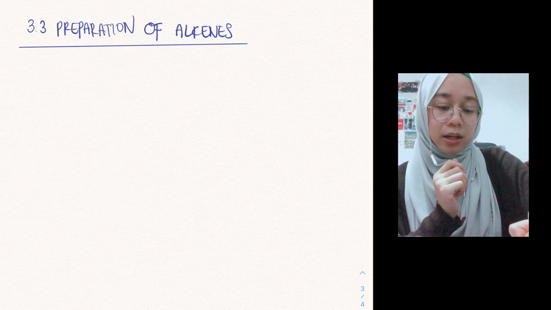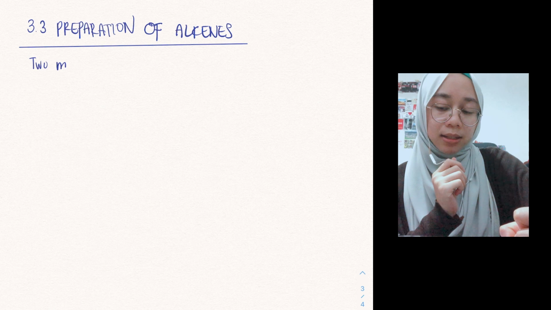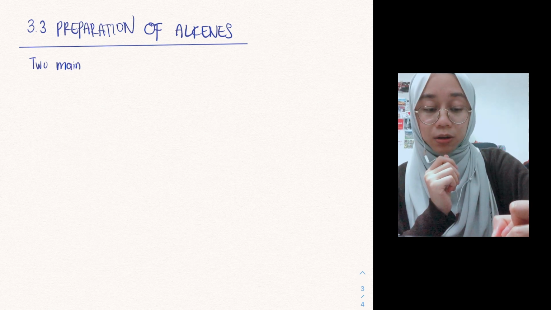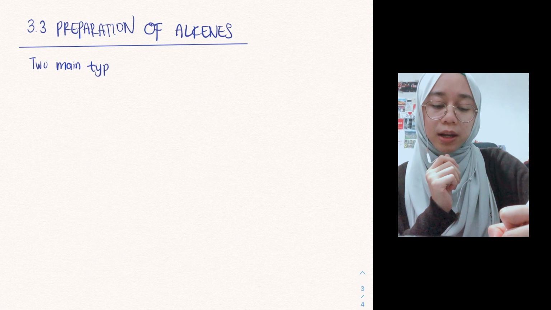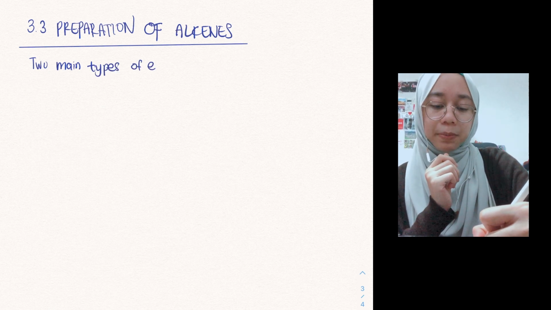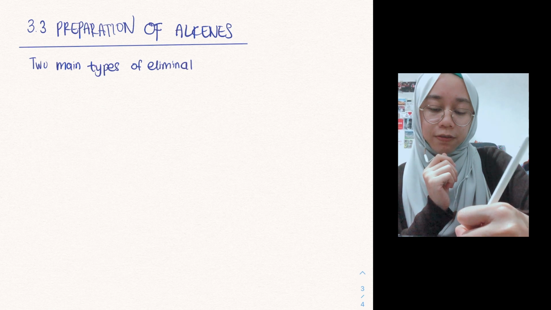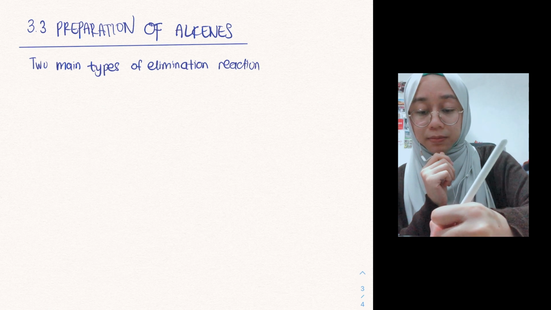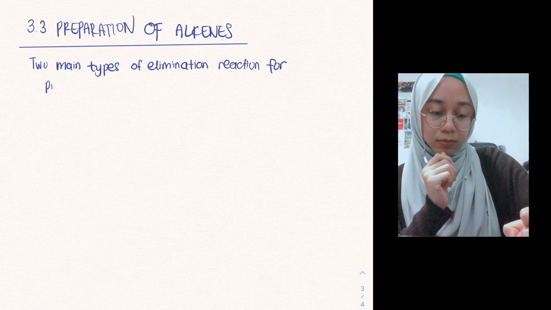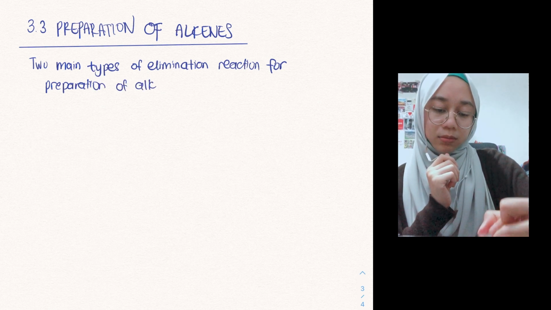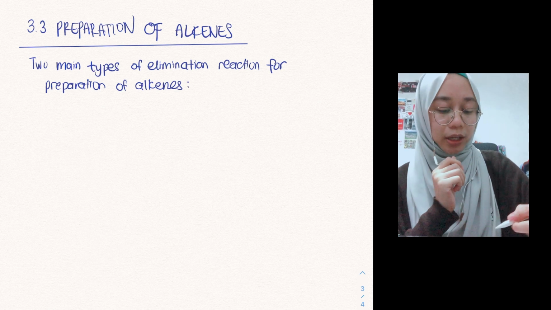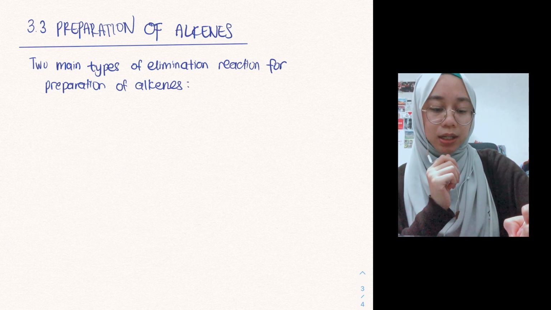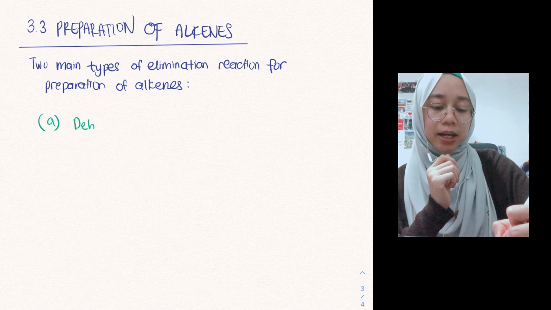Okay, so class, there are actually two main types of elimination yang kita akan tengok. We will have a look at that later on. So two main types of elimination reaction for the reactions untuk prepare alkene. Okay, so the first one adalah, we call it as dehydration of alcohol.